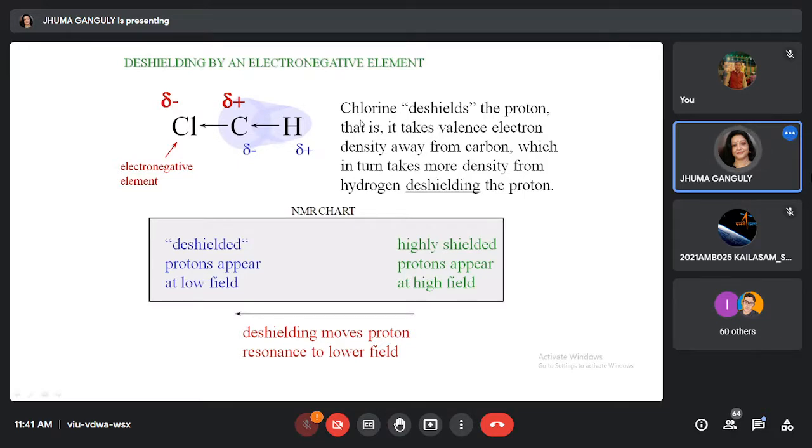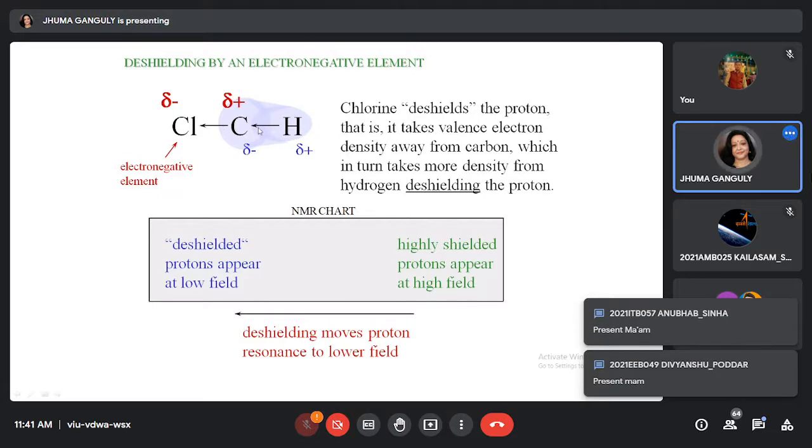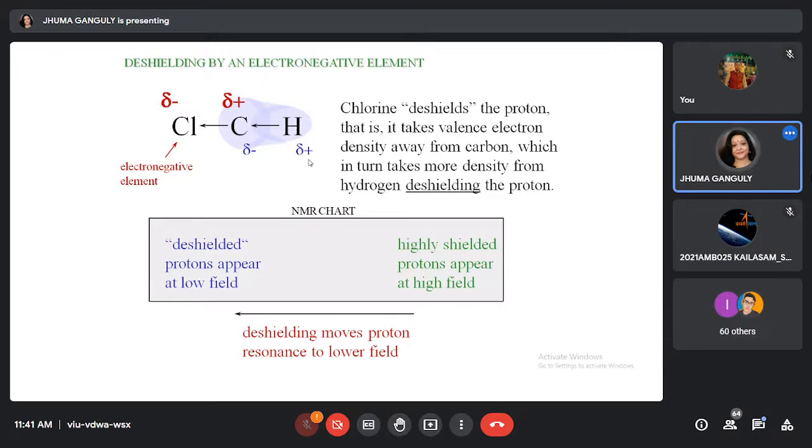Suppose you have chlorine, which deshields the proton. Chlorine is an electronegative element, it pulls the electron cloud towards itself. So now the proton is deshielded. I am just showing a presentation in this way, towards the chlorine. So it gradually deshields, and its reflection you will get in the downfield shift or higher delta value in NMR. So chlorine deshields the proton, that is, it takes valence electron density away from the carbon, which in turn takes more density from the hydrogen, deshielding the proton.